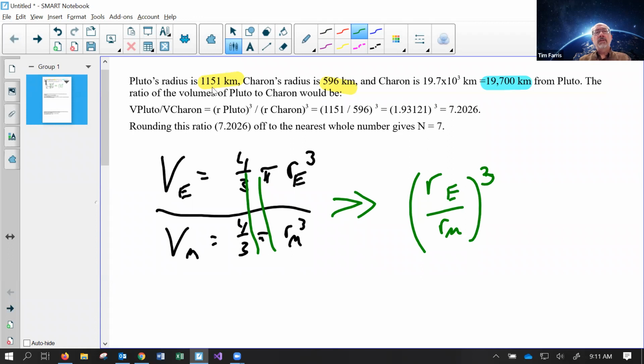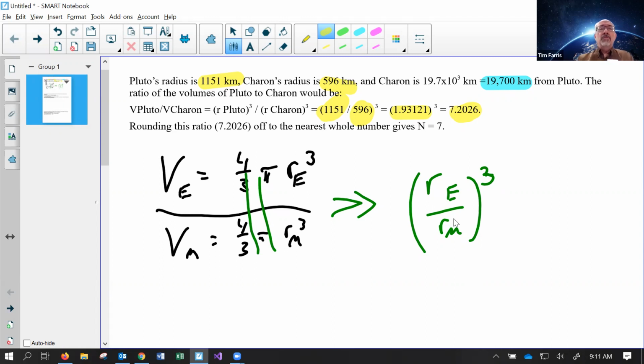So again, Pluto's radius is 1,151 kilometers. See that right there? We got the 1,151 kilometers for Pluto's radius. Charon's radius is 596 kilometers there. We take that ratio, divide 1,151 by 596, and that gets you 1.93121 and some change. Then when you cube that, again, cubing is not multiplying by 3. It's 1.93 times 1.93 times 1.93. Then you get 7.206. And so round that off to the nearest whole number, like it suggests you do for our Earth and Moon here. And that'll give you 7.